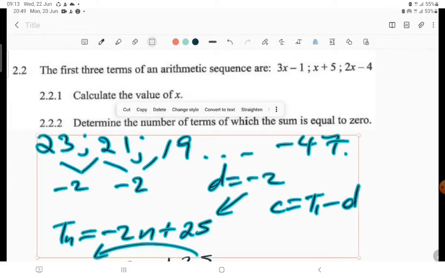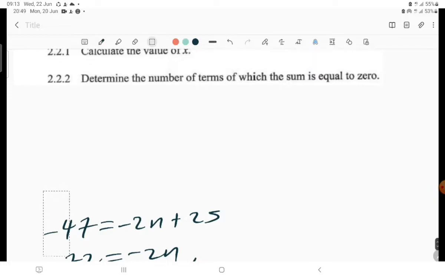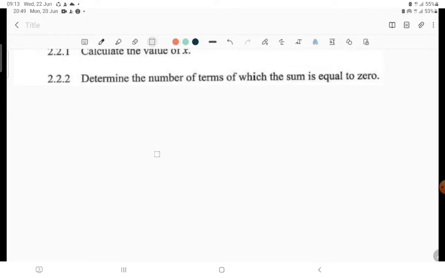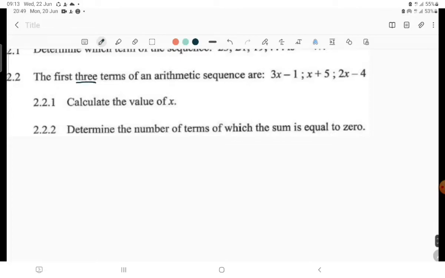Then the next question says, let me just quickly wrap this whole thing. Now, the second question says, the first three terms of the arithmetic sequence are, this is the first one, this is the second one, this is the third one. So we have 3 terms of the arithmetic sequence, and you can see that there is an unknown, which is the value of x that we are to figure out. So the first question says, calculate the value of x.